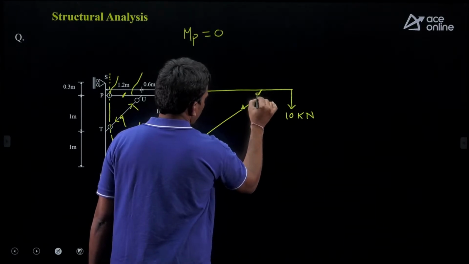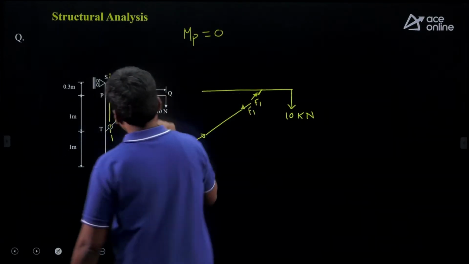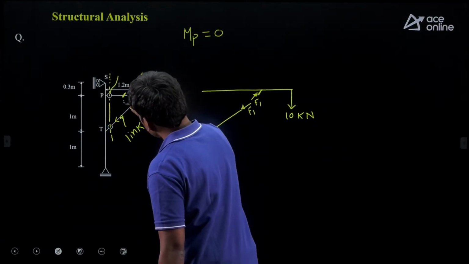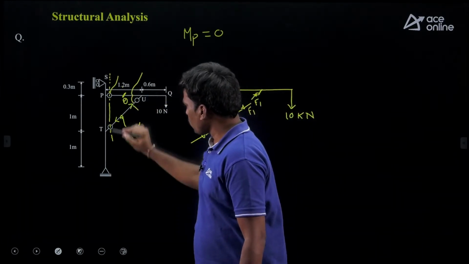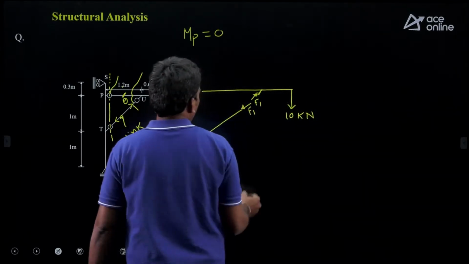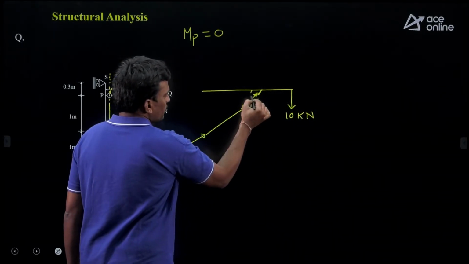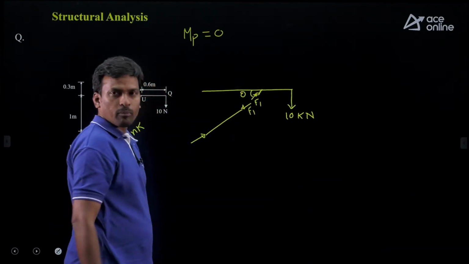Now there is a hinge here and this is the force F1. Just consider this is theta. Here, given this distance is 1.2 and this distance is given as 1 meter. Right, students, now this theta we will resolve into vertical and horizontal components.